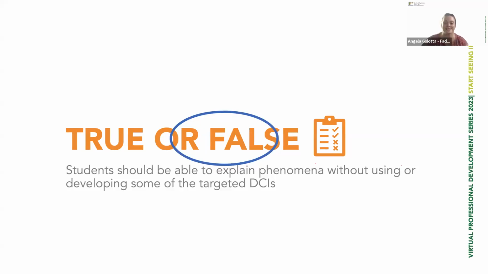When a unit or a lesson targets a DCI, that means that DCI is necessary for the students to use for sense making and for problem solving. So we don't want to have standards that just aren't part of that sense making process. We want to make sure everything is what we call aligned.